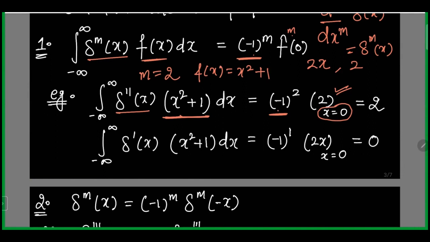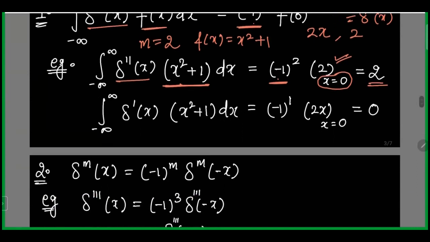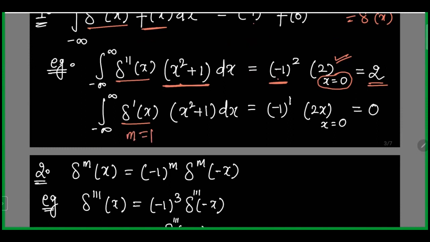Minus 1 whole square into 2 is only 2. That is what I want to tell you. Now let's understand with one more example. Now you are doing, let me rub this. So you are doing delta dash x. So your m value is 1 because you are only derivating it one time. And your f(x) is still x square plus 1. So what is your answer then?